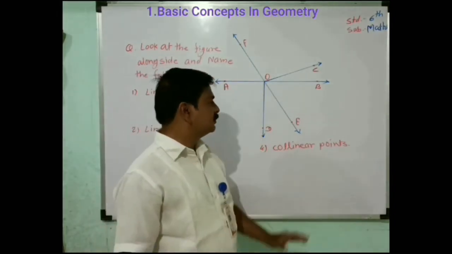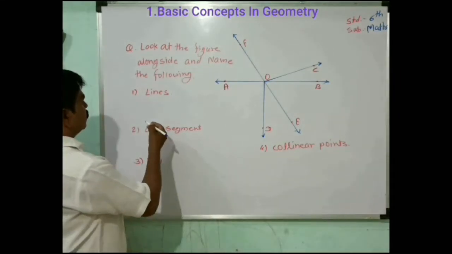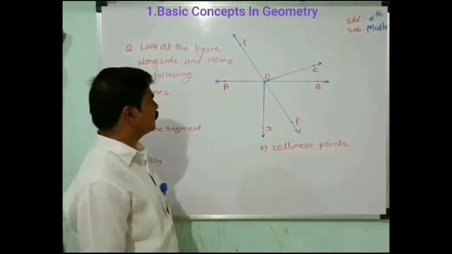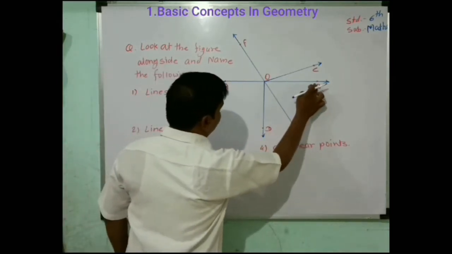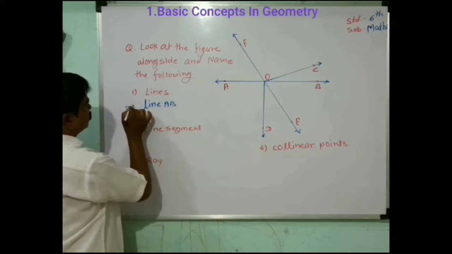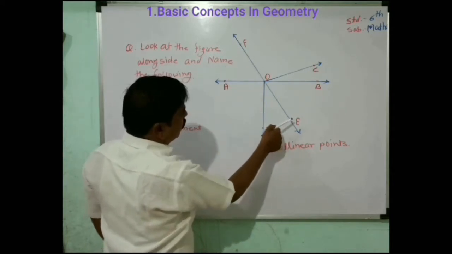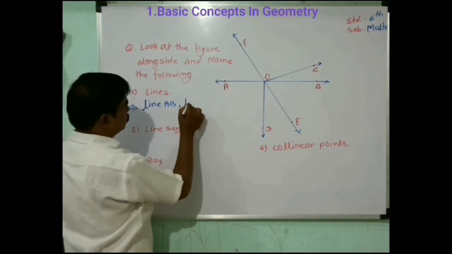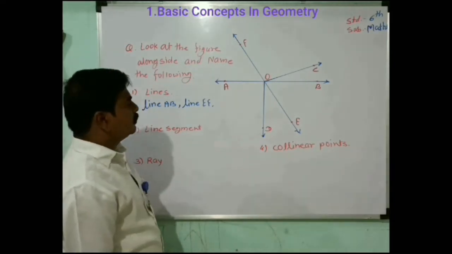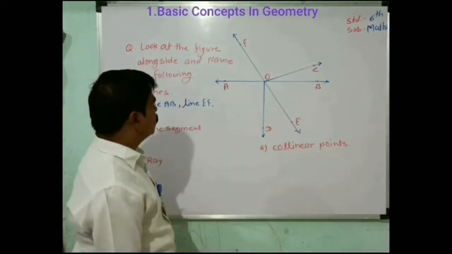Now I am writing names of all these concepts. Lines. Now we have to write the names of lines from this diagram. Here is line AB. Then another line is line FE or line EF. Means there are only two lines.